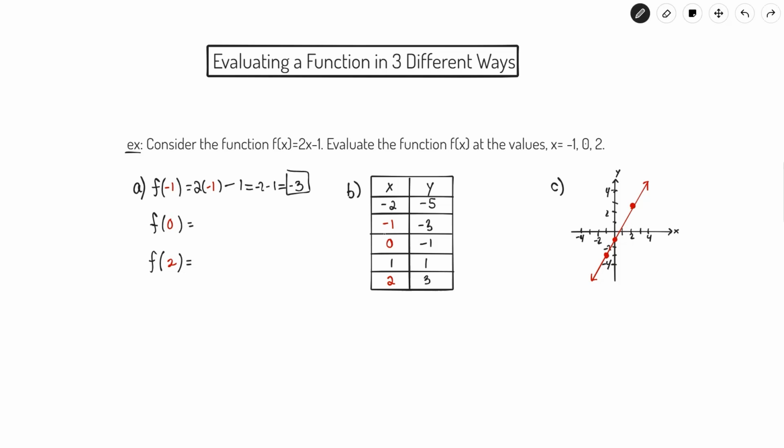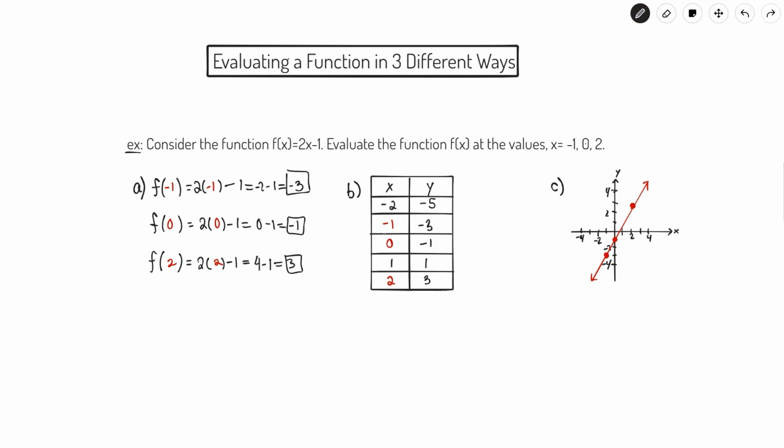We can just do these pieces somewhat quickly. So when x equals 0, we see that the function equals -1. And last but not least, 2 times 2 minus 1 equals 4 minus 1, which equals 3. And so I see that when I put in a 2, I get out a 3.